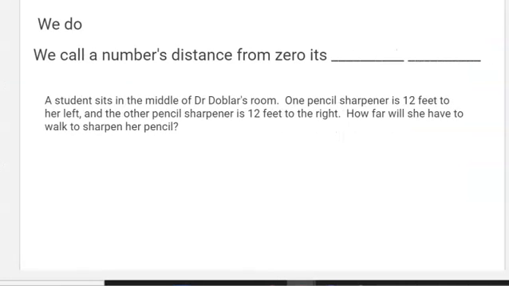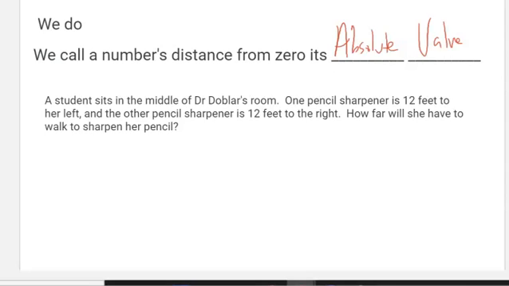Okay, open your student pages and let's get a few notes taken here. So we call a number's distance from 0 its absolute value, like that. You can pause as much as you need as I get over this. You'll probably want to do that. Make sure you're concentrating as you write and all that.